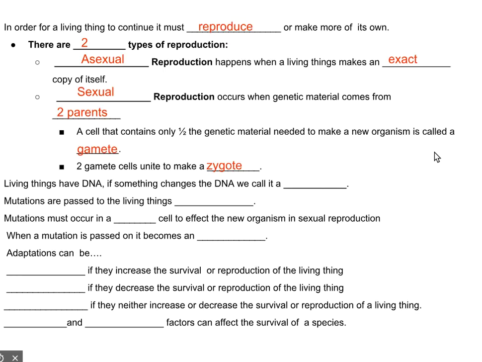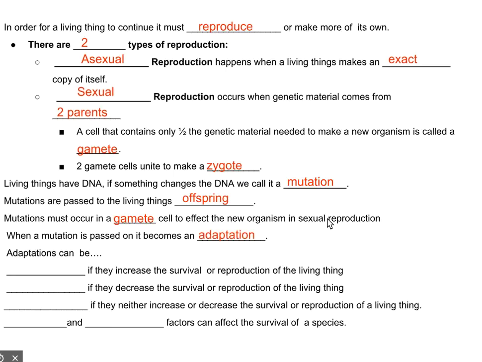Living things have DNA. We know DNA is what makes up our chromosomes. And if something changes the DNA, we call it a mutation. Mutations are passed to living things' offspring. That means that if there's a mutation in your genes, you have the chance of passing that on. And mutations must occur in a gamete, that's that half genetic cell, in order for it to affect the new organism during sexual reproduction. When that mutation is passed on, it becomes known as an adaptation.